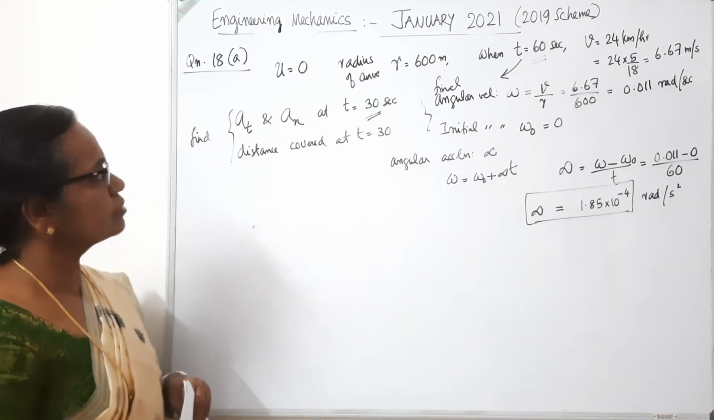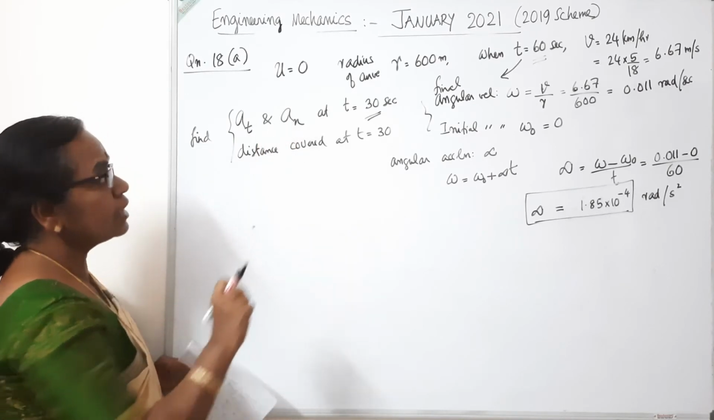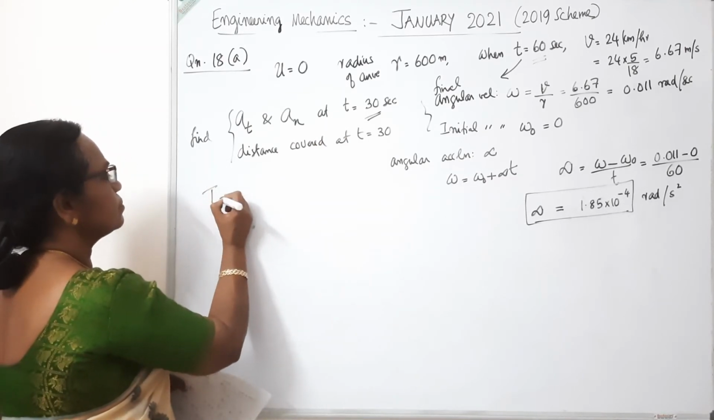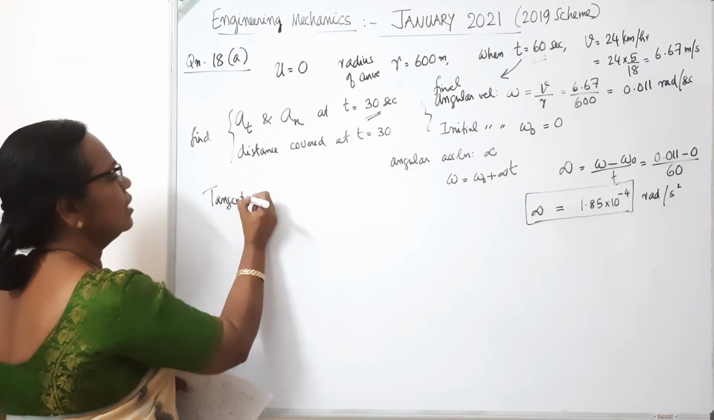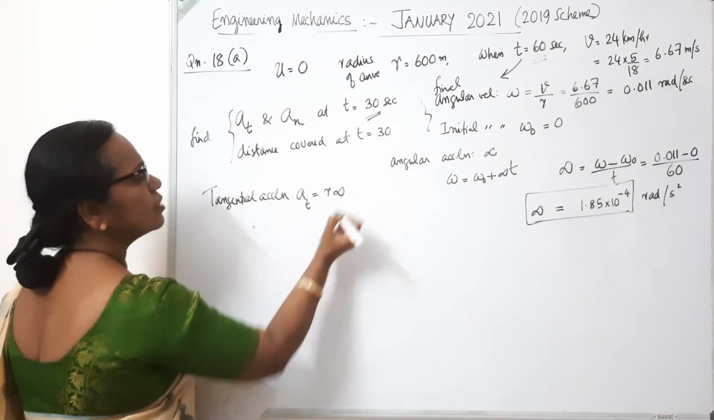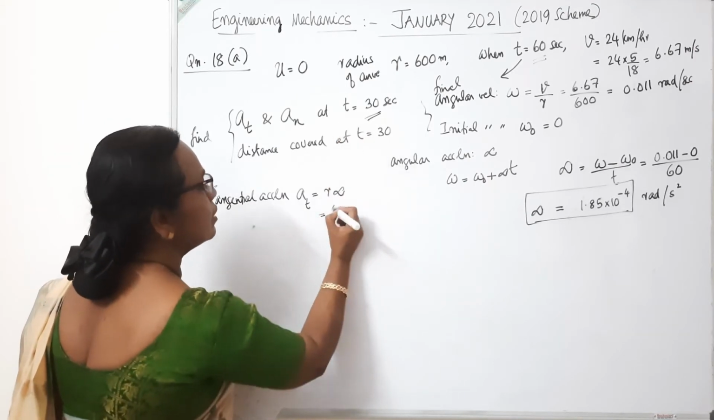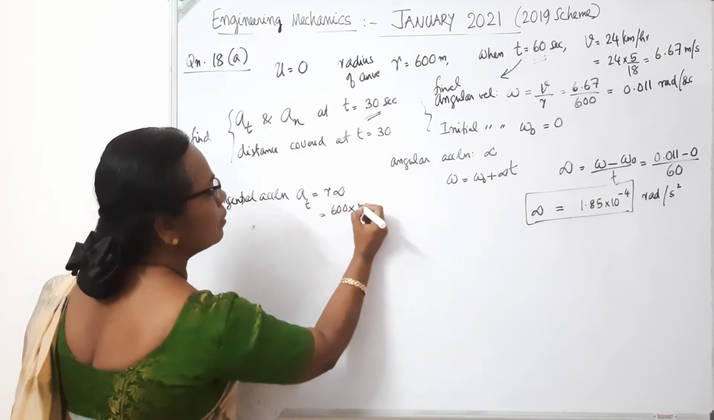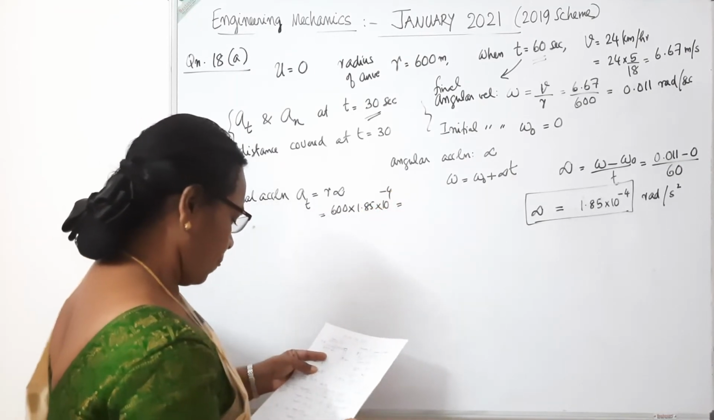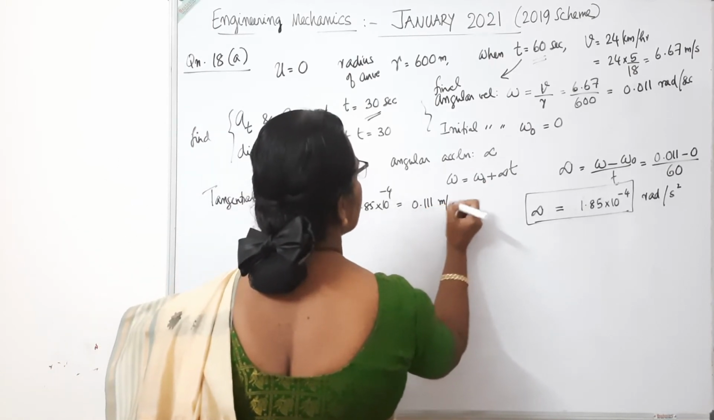Okay, we have got the angular acceleration. The question is to find the tangential acceleration and normal acceleration at t is equal to 30 seconds. What is the tangential acceleration? Tangential acceleration a suffix t is nothing but r alpha. It remains the same throughout the motion. a t is equal to r alpha, where r is equal to 600 into alpha is 1.85 into 10 raised to minus 4. So we will get the tangential acceleration as 0.111 meter per second square.